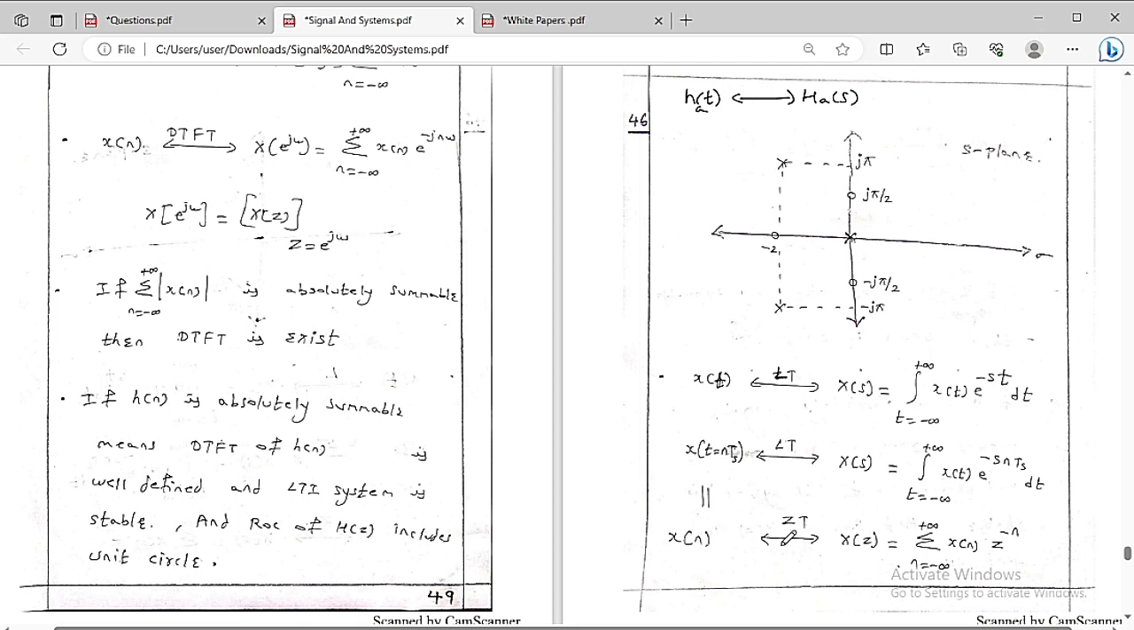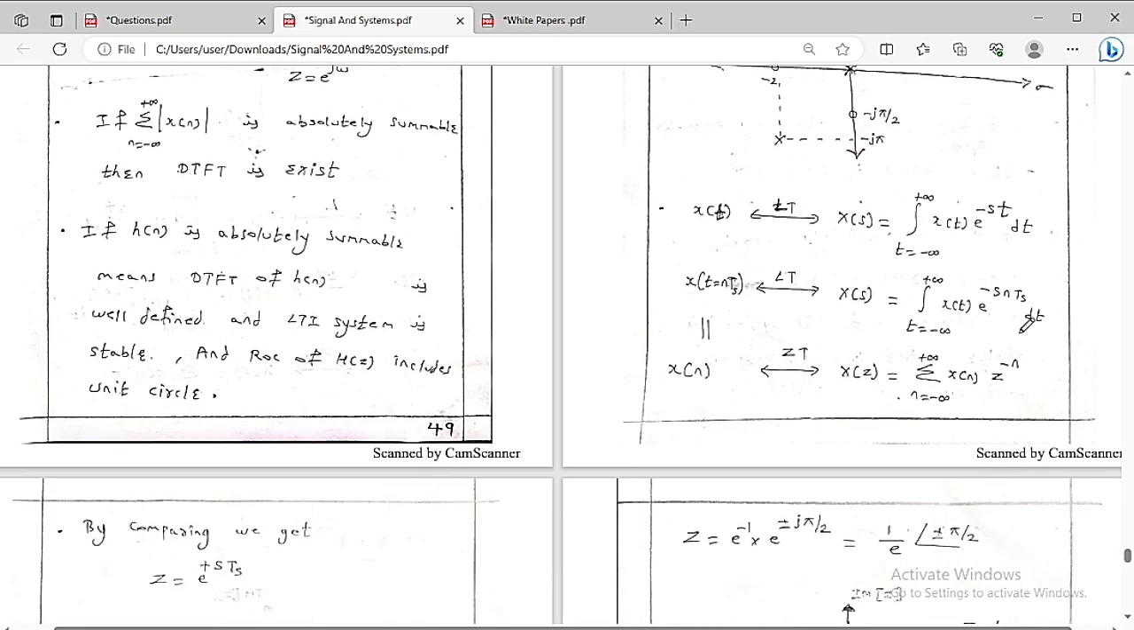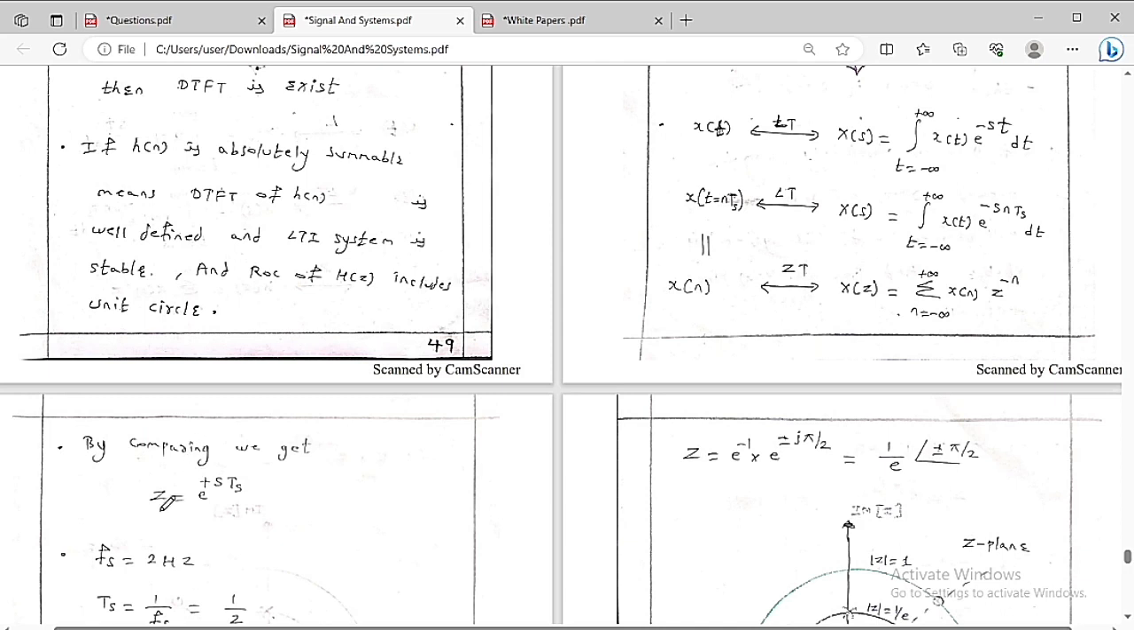If x[n] is there, what is the Z-transform? You know, if x[n] is there, the Z-transform is the sum from n equal to minus infinity to plus infinity of x[n] z to the power of minus n. Now, by comparing these two, what I can say is z is nothing but e to the power of sTs. Suppose this Ts is equal to 1, then what is going to happen? Then z is equal to e to the power of s.